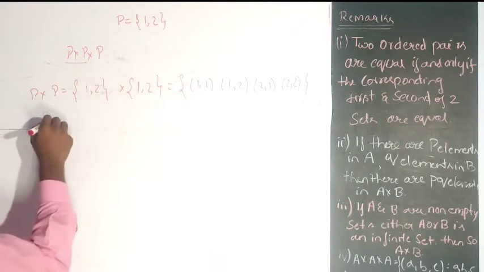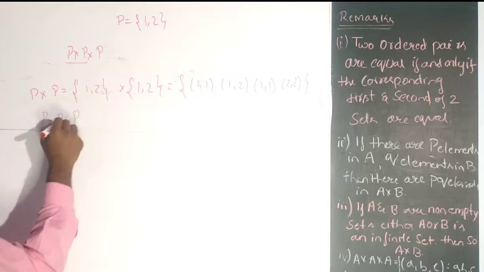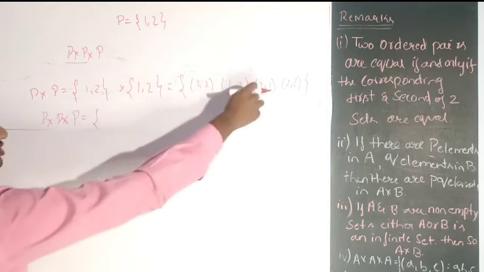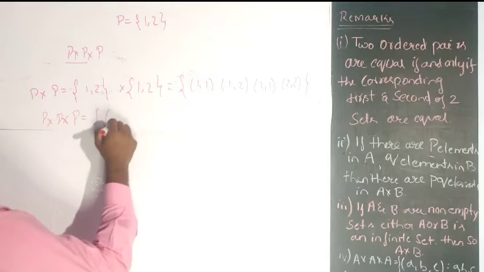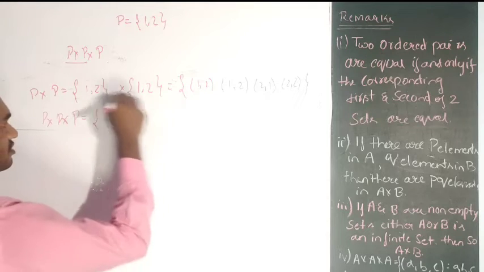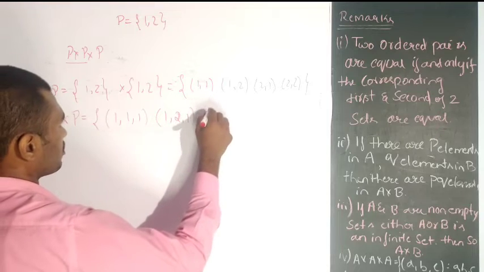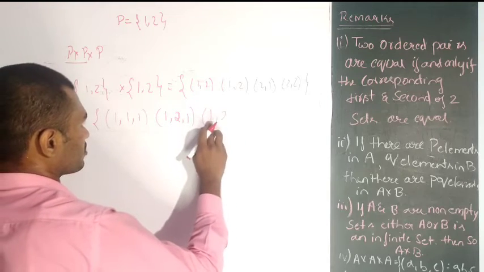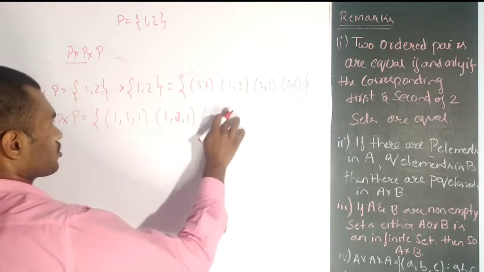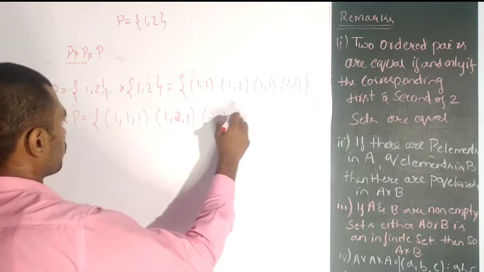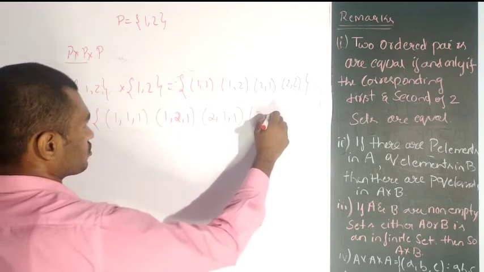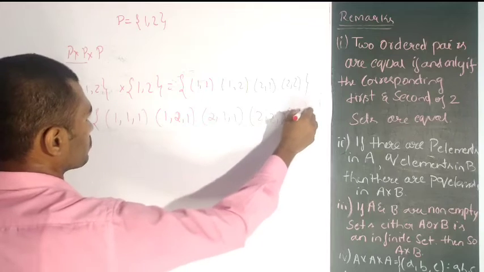Now P cross P cross P, right? So that is this into this. Now 1, 1, 1, 1, 1, 2, 1, 2, 1, 1, 2, 2, 2.